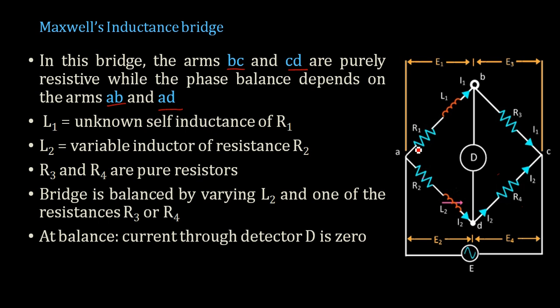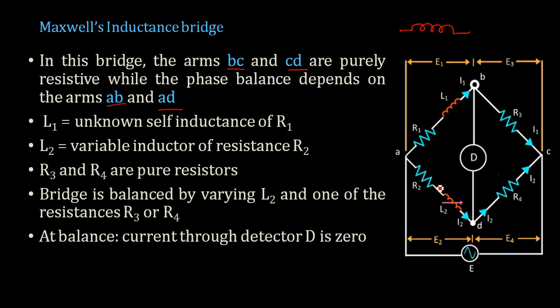In arm AB we are connecting an inductor which is unknown in nature. The value of inductance is unknown and it has a resistance of R1. Since an inductor is a coil, it will be wound using a conductor, so it will have a resistance. We are representing that as a series resistance along with the value of inductance L1. So this is the unknown quantity, and L2 is a known inductor which is variable in nature, and R2 is the resistance of this particular inductor L2.